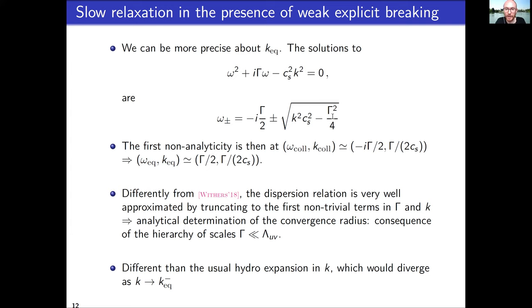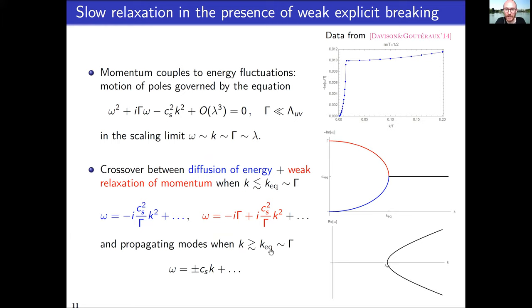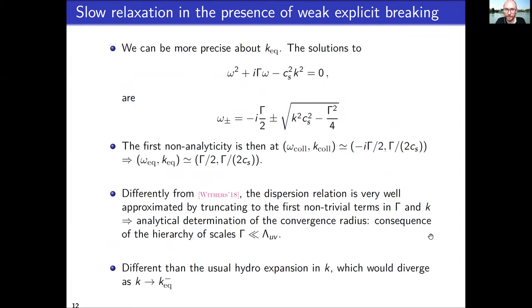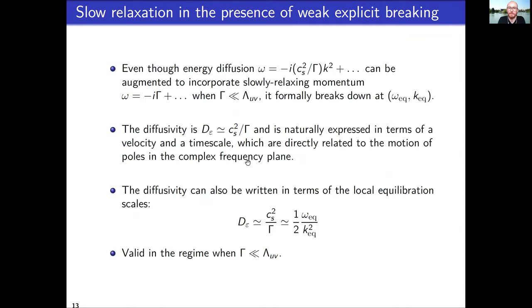And this is also why when we take the limit where k is greater than gamma, we get these propagating modes, and they continue to describe the system very well. Now, like I said, even though energy diffusion can be augmented to incorporate slowly relaxing momentum, so we can get an EFT that captures both of these dynamical processes, it still formally breaks down at omega_eq and k_eq. The series would diverge.